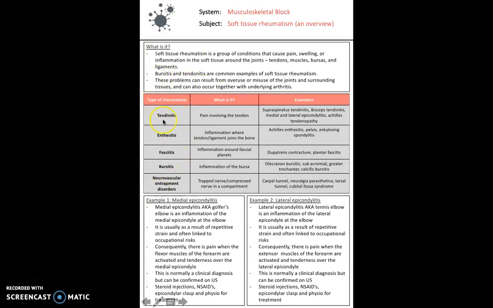Different types of rheumatism are listed here. They then describe the type of pain that's involved, and then we describe the examples on this side. I'm not going to go through it because it's quite an easy table to go through on your own, but there's two examples here at the bottom which are quite common in clinical practice.